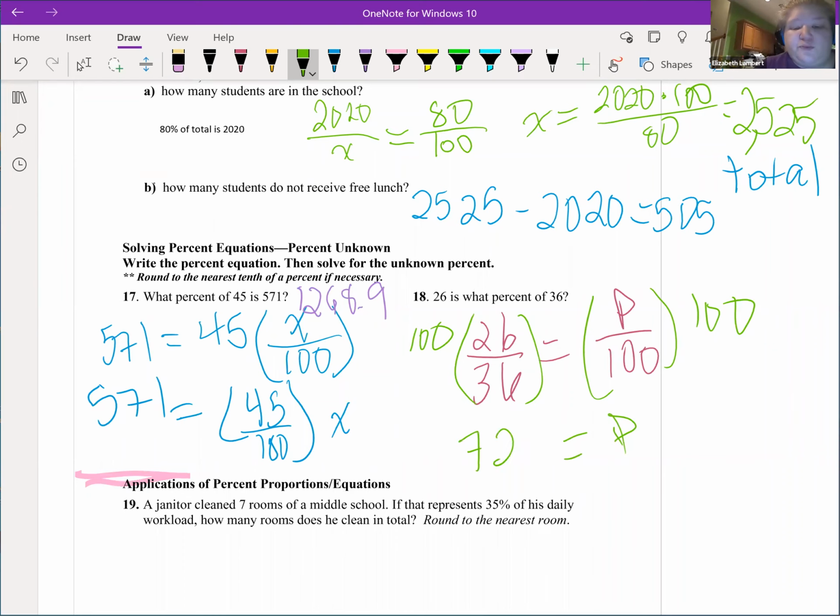So 72.2%. Go back and write that percent there. So remember that's what kind of number we're talking about.